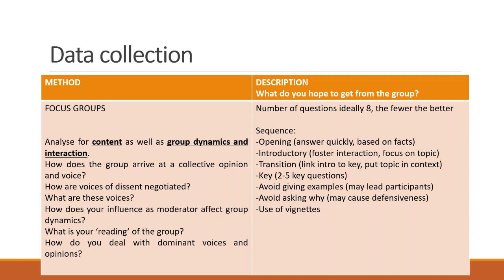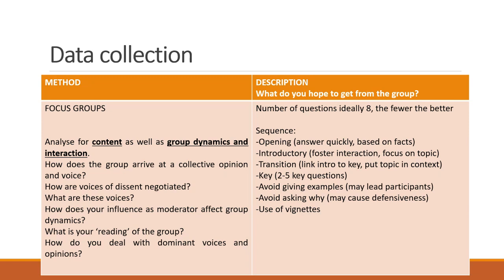Hence, it's not a one-on-one where they just respond to whatever issue you put on the table and respond to you as well. You're interested in how the group arrives at a collective opinion and voice. Do they arrive at a collective opinion and voice? What are the dynamics that are coming up? What are some of the issues that are making people really divergent in their views, or where they are in agreement? So what are those things that are coming up?